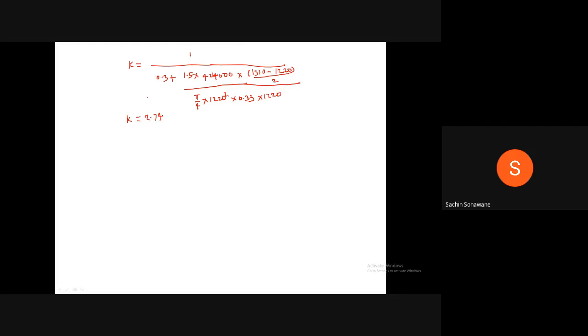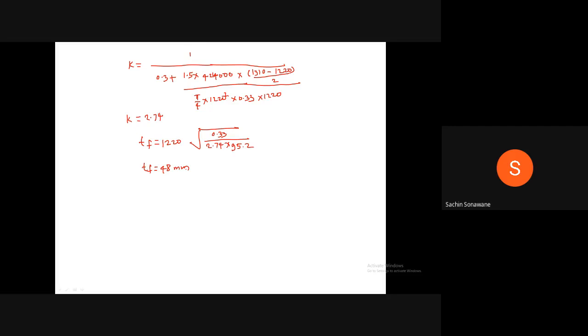Now we will calculate flange thickness TF. Therefore, flange thickness TF is equal to 1220 into square root of 0.33 divided by 2.74 into 95.2. Therefore, TF is equal to 48 mm.